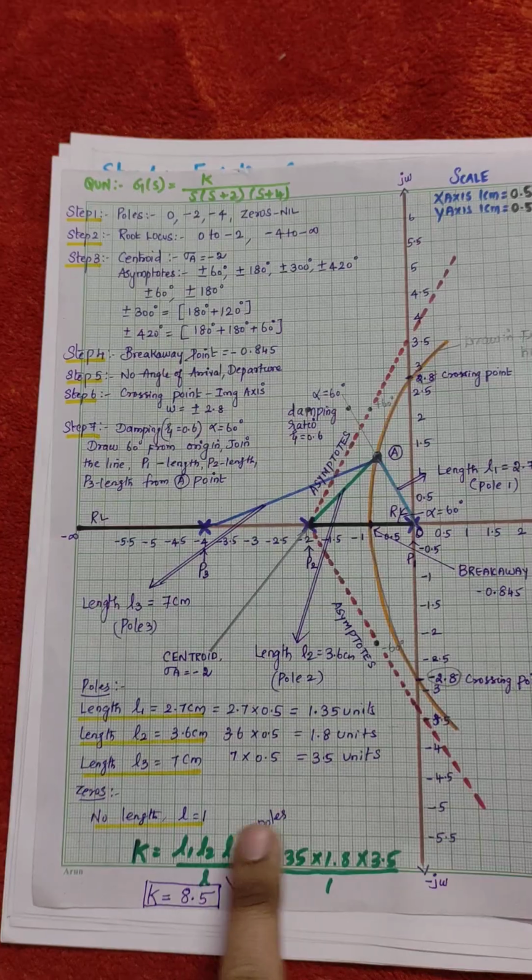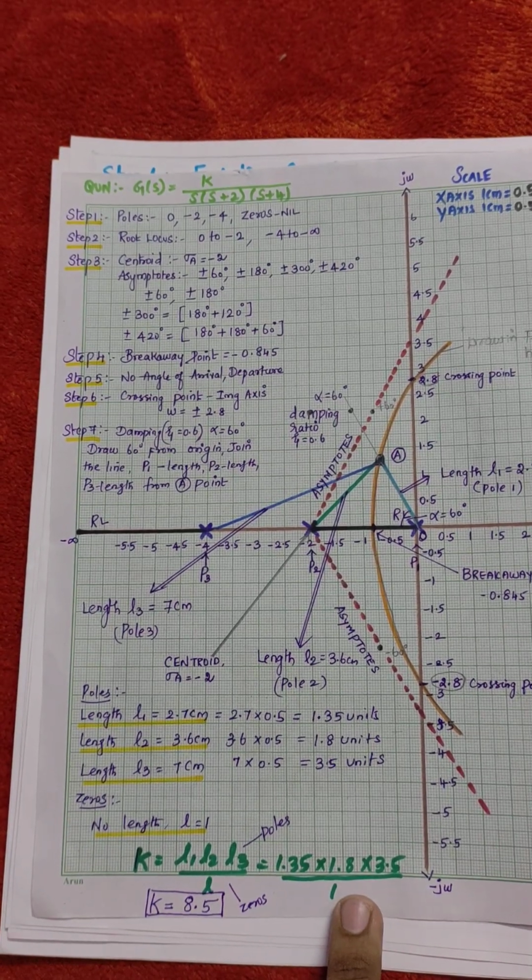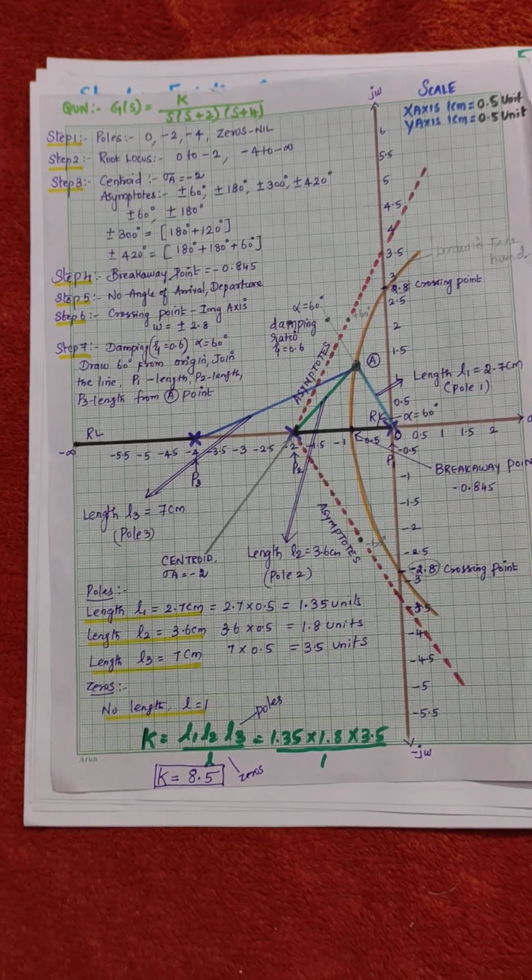I calculate the length to pole 1, pole 2 and pole 3. So K equal to L1 times L2 times L3 divided by L. L is assumed as 1. So the K value is equal to 8.5. Hope you understand this graph, right?